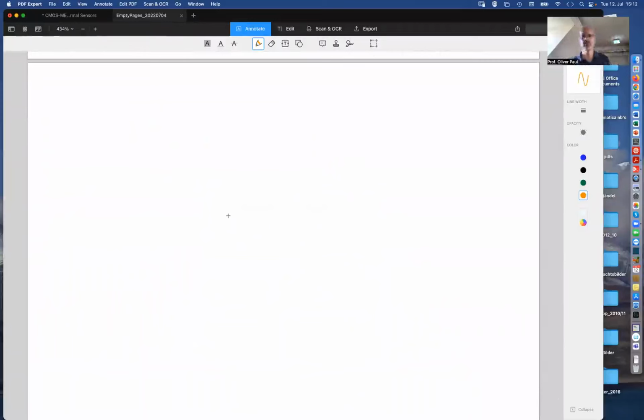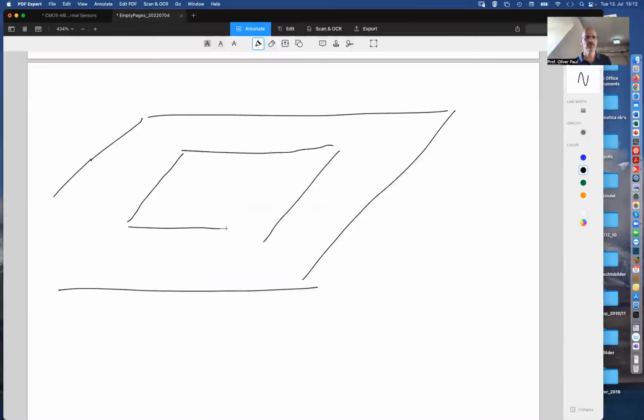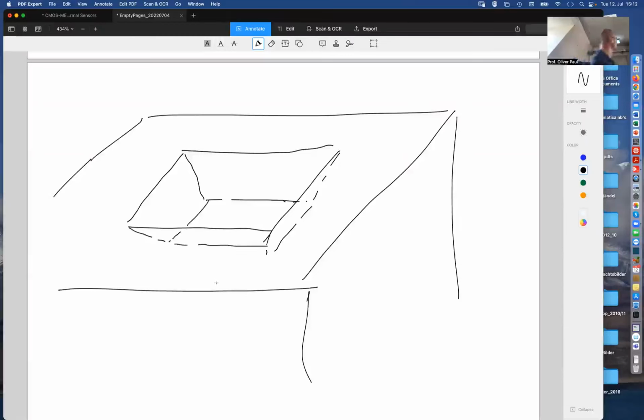So imagine I'll draw a big chip, and then I'll draw a cavity, as you know it. So this is the chip, and then we have this cavity realized by anisotropic etching. Can you see that? Cavity? Okay. Fair enough.